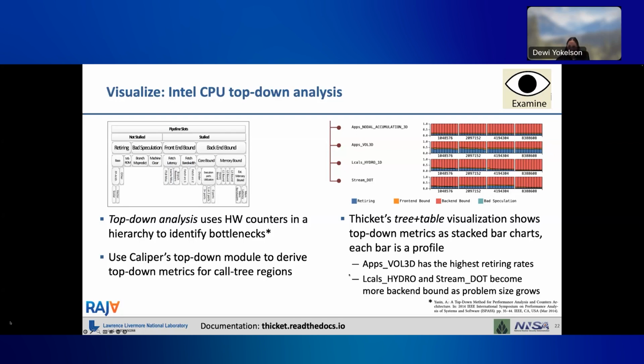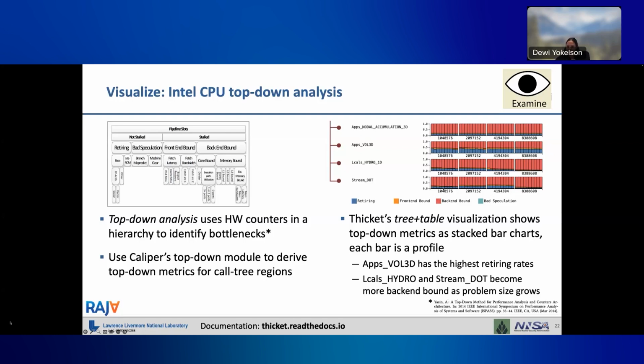Okay, so Thicket has a tree plus table visualization that actually shows these top-down metrics as stacked bar charts. Each row is basically for each of these kernels or these nodes in the call tree. So AppsVol 3D is this row here. The colors correspond to the different bottlenecks. So red here is back-end bound. That's the most significant. Blue is retiring.